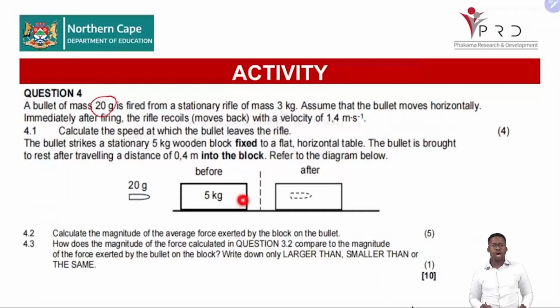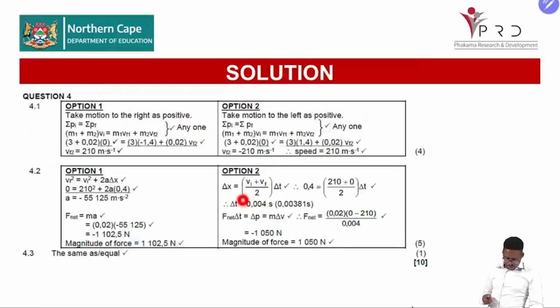So you look at the scenario, is it scenario number 1 or 2 or 3? Initially, the bullet was in the rifle, so they were together. Then we fire, and then what will happen? The rifle will recoil back, and the bullet will move forward. So initially, we were together, we collide and separate. Calculate the speed at which the bullet leaves the rifle.